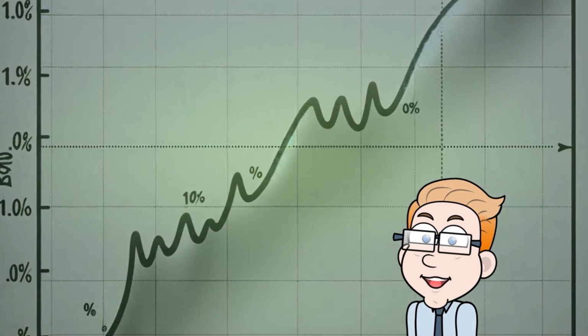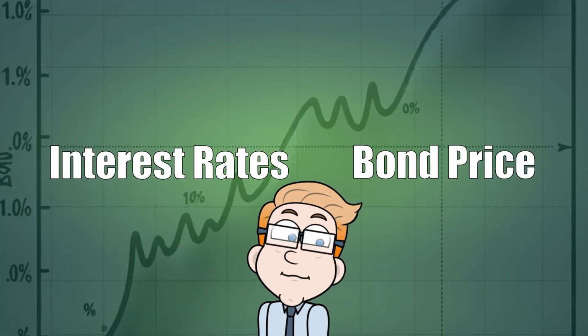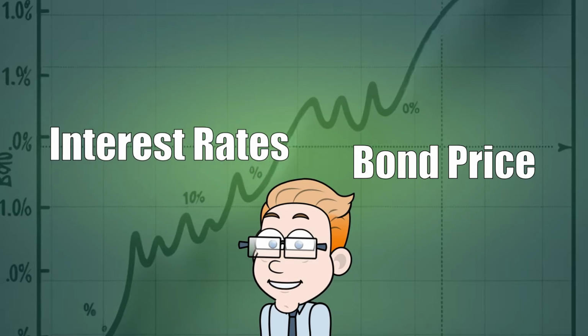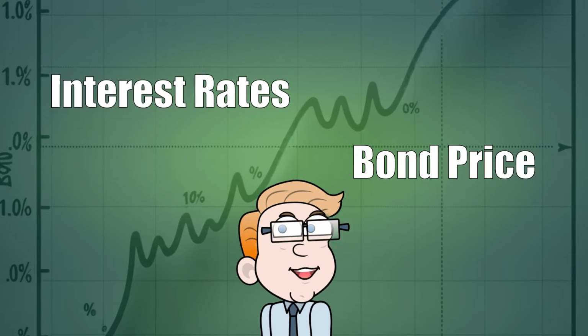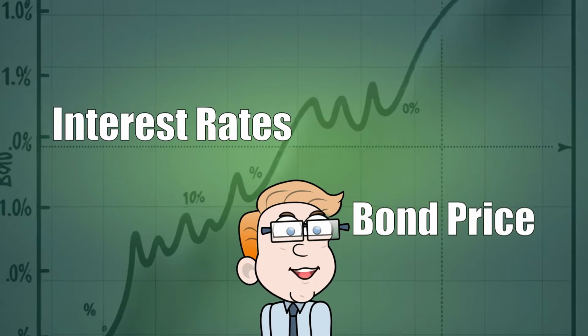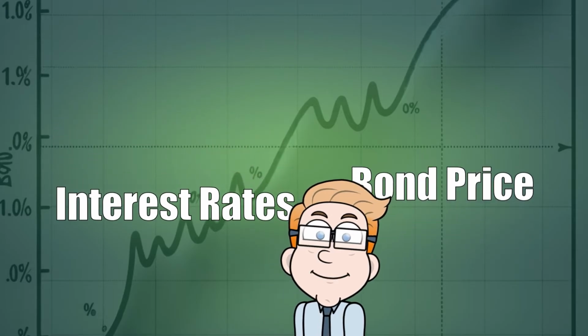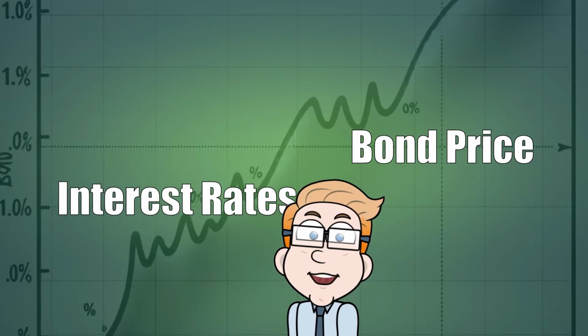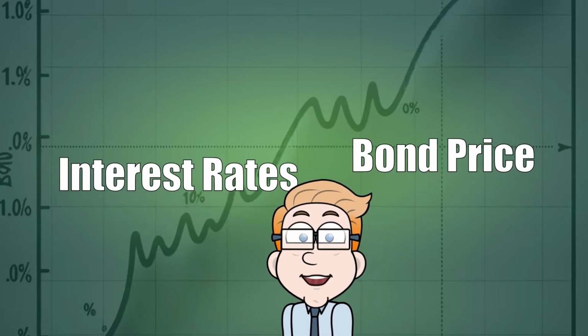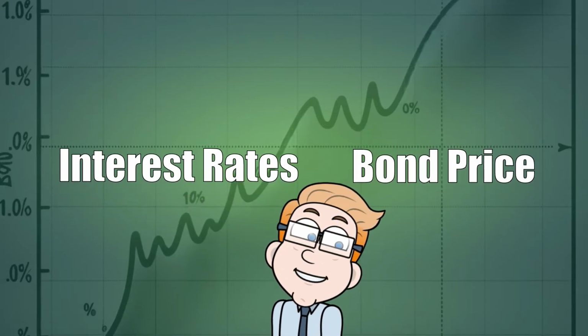Now, let's look at the relationship between interest rates and bond prices. This is a classic example of an inverse relationship. When interest rates go up, bond prices usually go down, and when interest rates fall, bond prices go up. But why does this happen? It's related to how attractive your bond is compared to new bonds that come into the market.